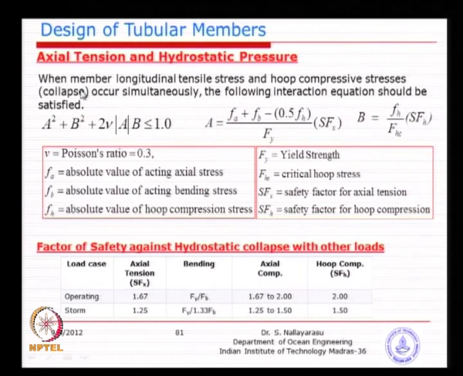Once you know A and B, you can substitute into this equation, including the factor of safety defined for axial, whether it is axial tension or axial compression, and the hydrostatic stress divided by the corresponding buckling stress calculated in the earlier step multiplied by the associated factor of safety. If you find this factor is less than 1, then the combined effect of axial tension or compression plus bending plus hoop stress is safe.